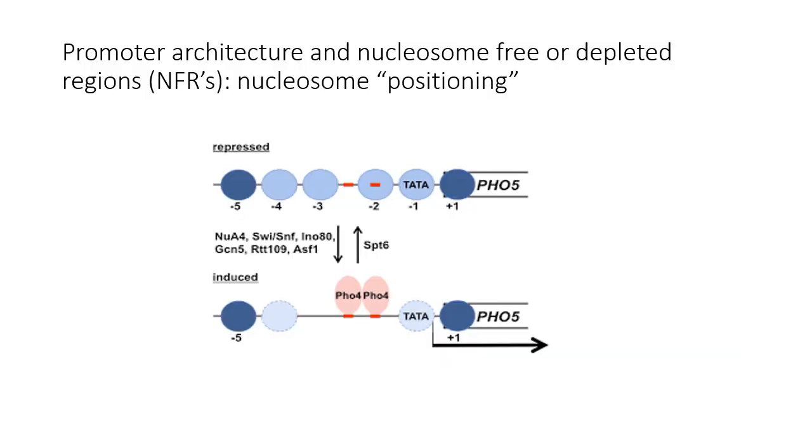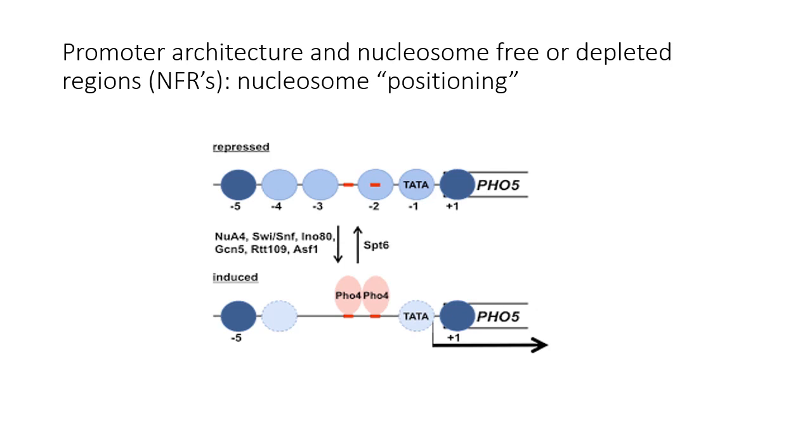Now we need to consider promoter architecture and the formation of nucleosome-free or nucleosome-depleted regions, and the issue of nucleosome positioning. This slide shows a picture of a yeast gene called FO5 in its repressed state. The +1 nucleosome is shown at the beginning of the region that will be transcribed. The TATA box region is occluded by a nucleosome. The TATA is covered up by the fact that there's a nucleosome there.